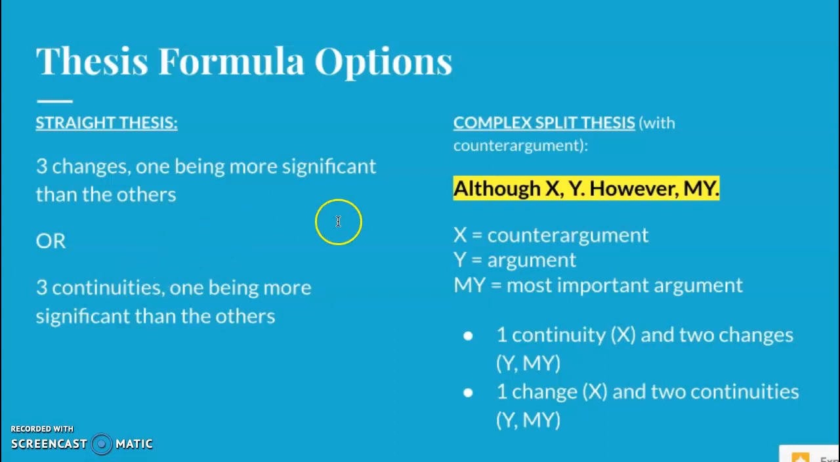The x is the counter argument. Your y is the argument. Major argument is the my. So say you decide to give me 1 continuity and 2 changes. The continuity is your x, your counter argument. Or if you give me 1 change and 2 continuities, your x is your change.